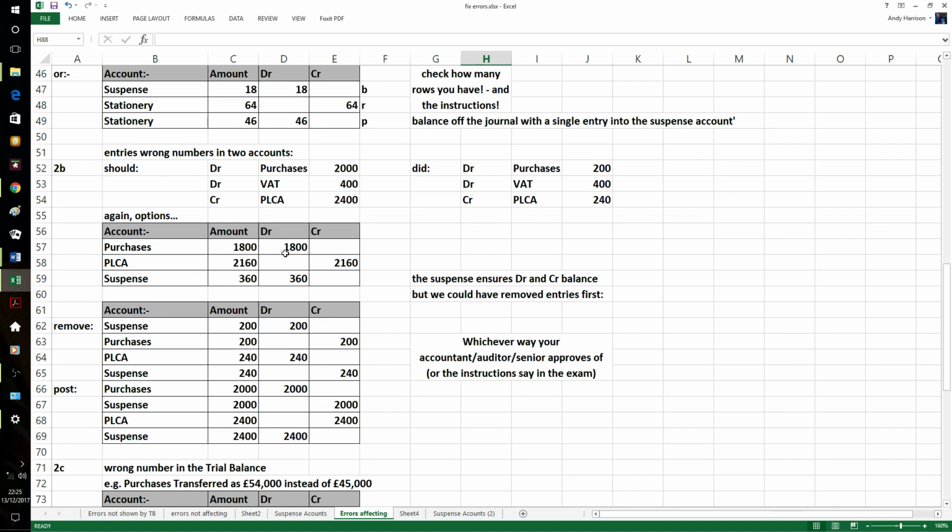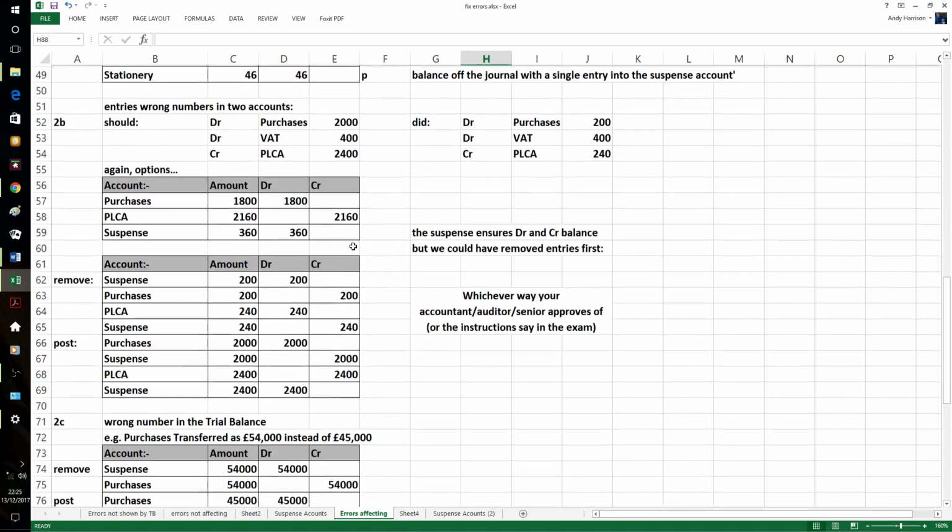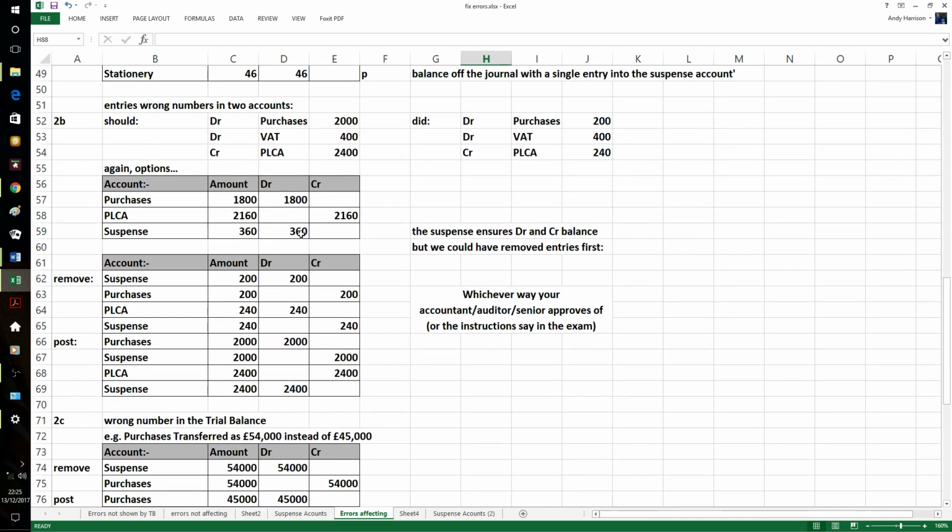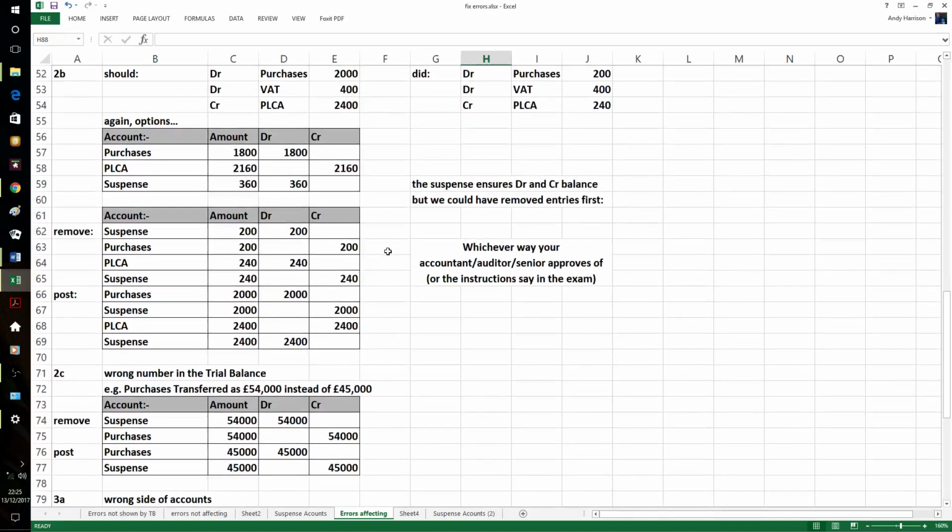So we've debited the purchases, not that it's a problem, and credited the purchase ledger control account. That'll make it a bit awkward to trace, because we do like to know who the purchase ledger control account reconciles with and which suppliers, and then a single entry to clear the suspense account. But we could have gone a little bit more logical and a little bit more step by step, again following the instructions of your accountants, auditors, seniors, or whatever the exam says.